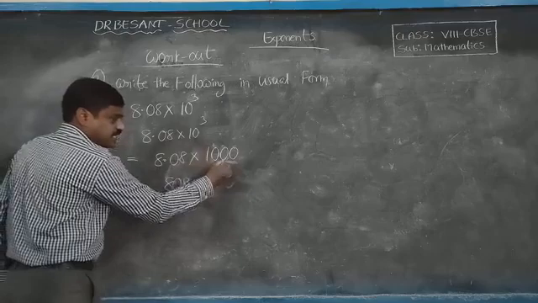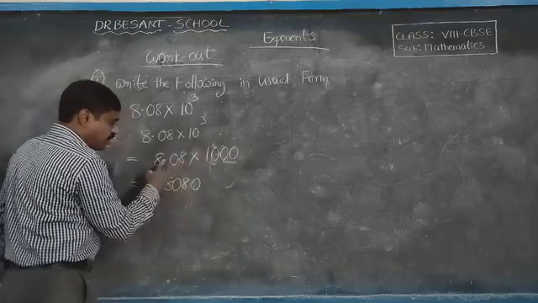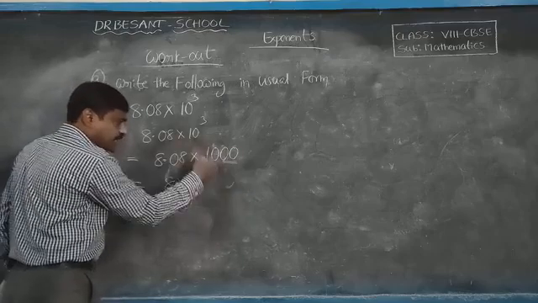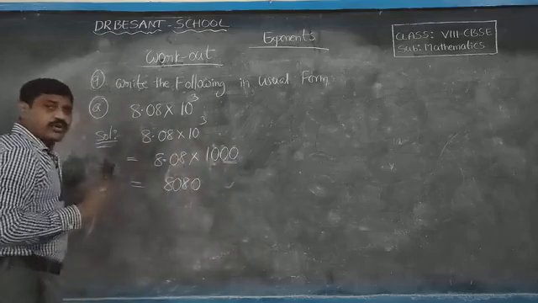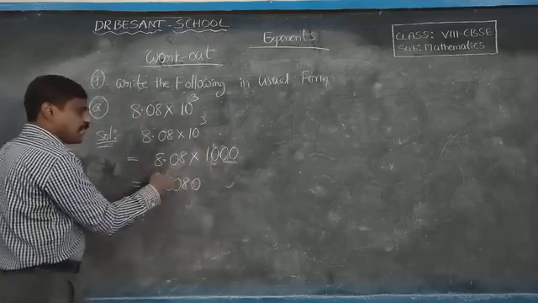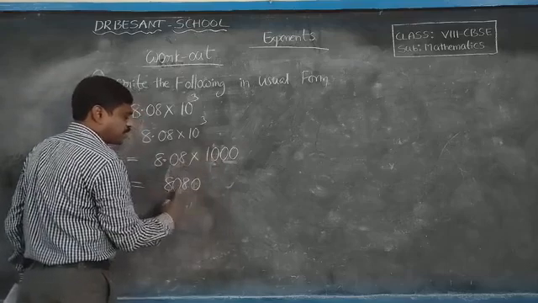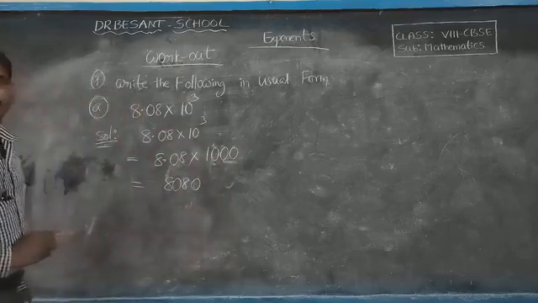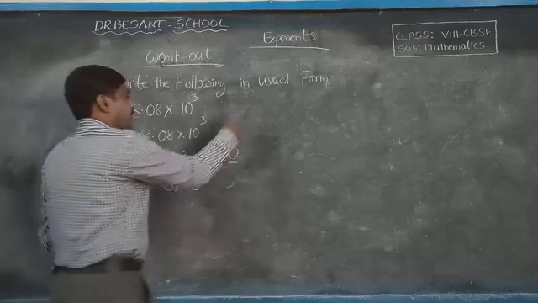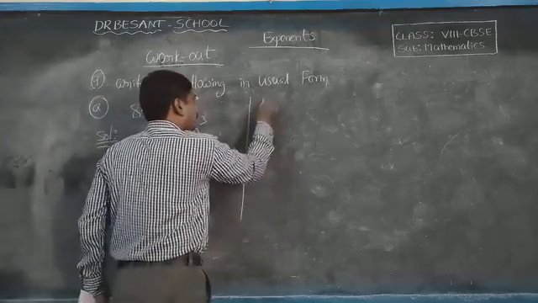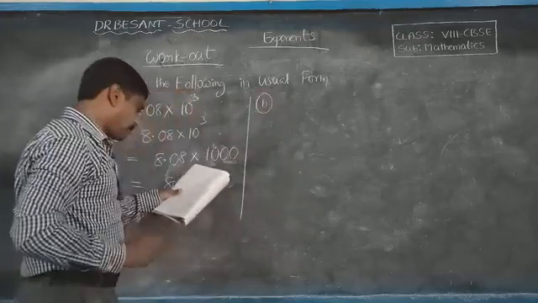After decimal, how many digits? 2 digits. That's why 2 zeros. While you are removing this decimal, the 2 zeros we have to remove. Then it will become 808 into 10, 8080. Okay. So this is the A. Next to B.